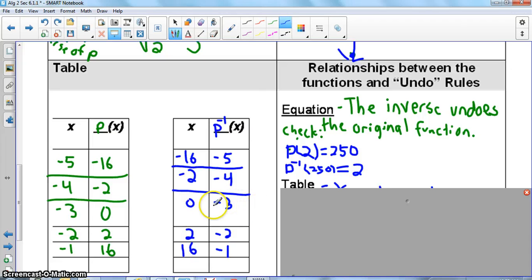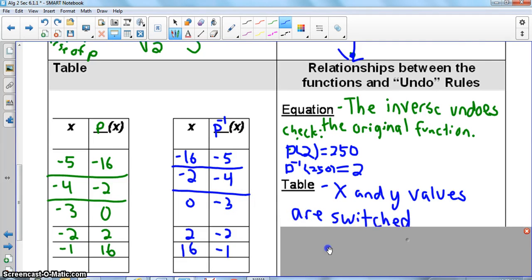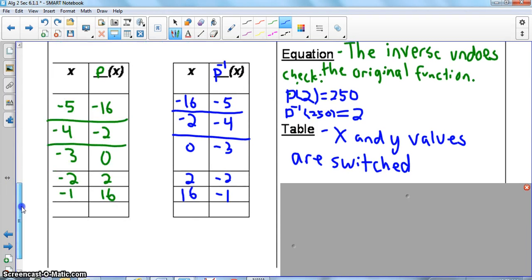Next, on the table, if you look at our table, we see that the x and y values are switched. In the original, we had -5, -16. In the inverse, we had -16, -5. In the original, we had -4, -2. In the inverse, we had -2, -4. The x and y values will always be switched for inverses.